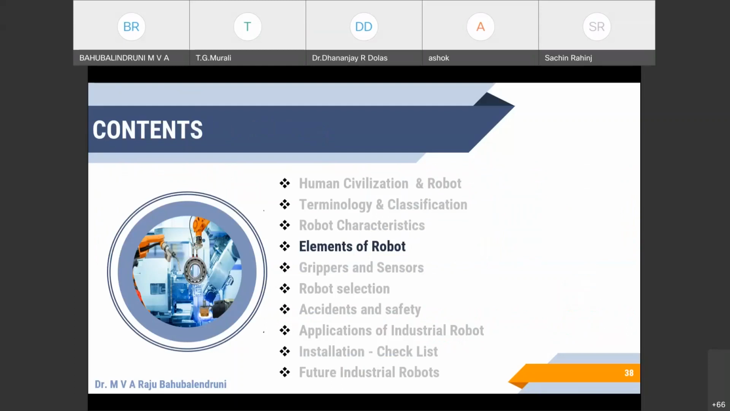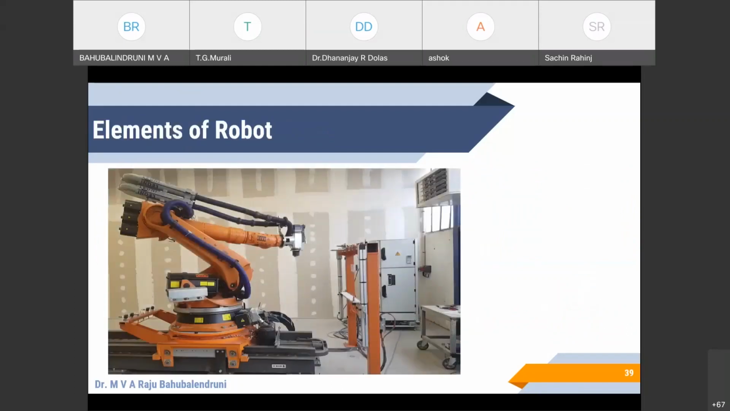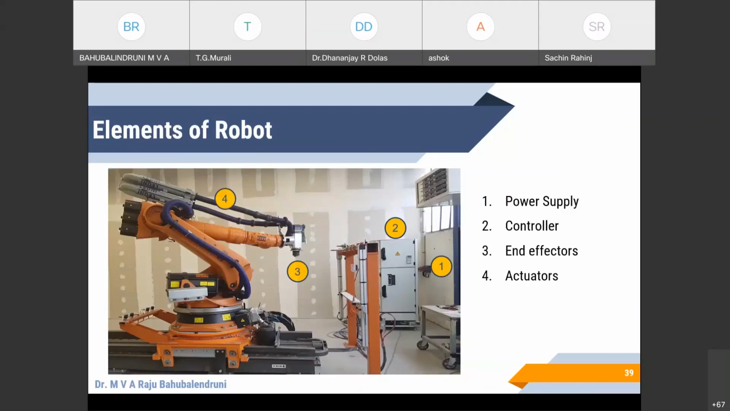Now let us look into the elements of the robot. The first one is the power supply. That is the obvious requirement when you install any robot. The second one is the controller, as we discussed in the categorization of the robot based on the controller. We need the controller for a specific movement of the robot. And then the end effectors. The name itself is showing: we attach this at the end of the robot arm. An end effector can be a gripper or a tool.